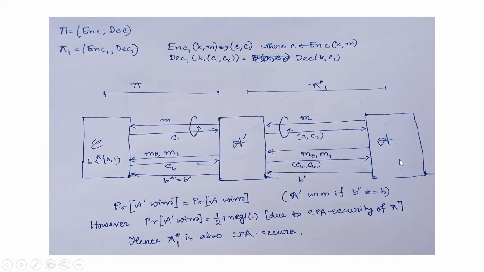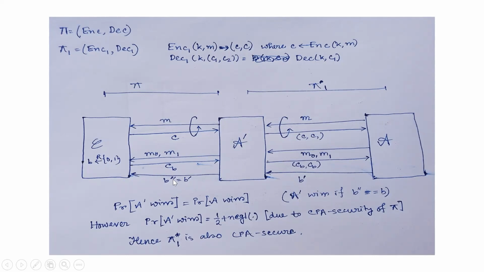Now, if we are assuming that A is able to successfully distinguish the encryption of M0 from the encryption of M1 by seeing the challenge ciphertext, so it is able to correctly guess the bit B, right? So it will return some distinguishing bit B dash, and A dash will get that B dash and just forward the same B dash to C, right? So as you can see, if A is able to output the correct B value, then A dash is also able to return the correct B value, right?